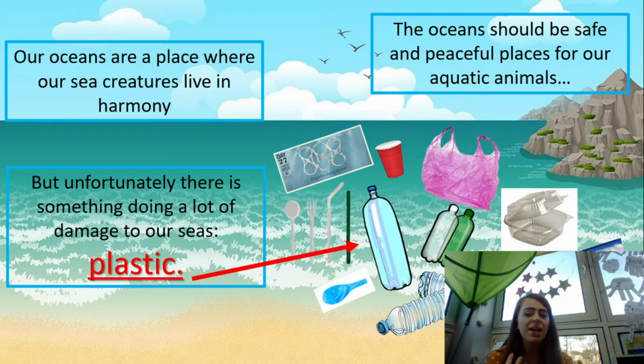They should be safe and peaceful places for our aquatic animals, but unfortunately, over the past not few years, but since humans started to increase their activity, there's been a lot more damage to our seas, and particularly through one specific thing, which is plastic. And you can see in this image just some of the different types of plastic that are being found in the ocean. So there are plastic cups, plastic bottles, cutlery, straws. There's even been Lego found in the ocean.